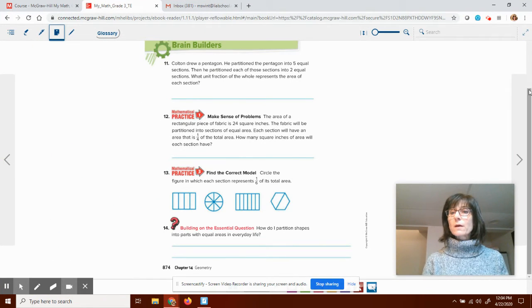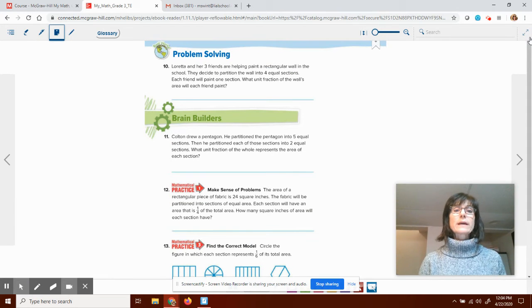With problem solving today, we have Loretta. Loretta and her 3 friends are helping paint a rectangular wall in the school. They decide to partition the wall into 4 equal parts or sections. Each friend will paint 1 section. What unit fraction of the wall's area will each friend paint? So you need to draw a rectangle. You need to divide or partition it into 4 equal sections. And the question they're asking is, tell me what that unit fraction is.